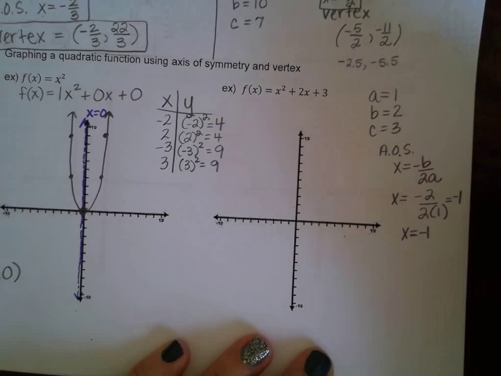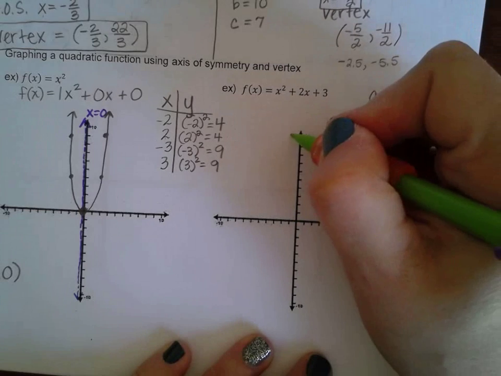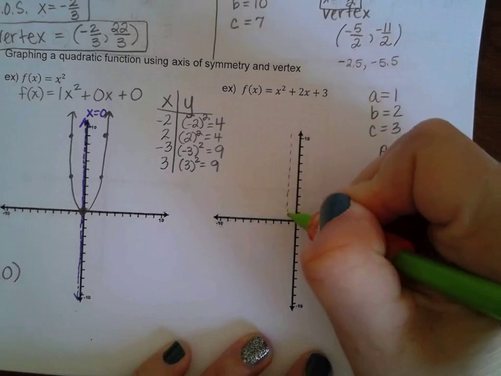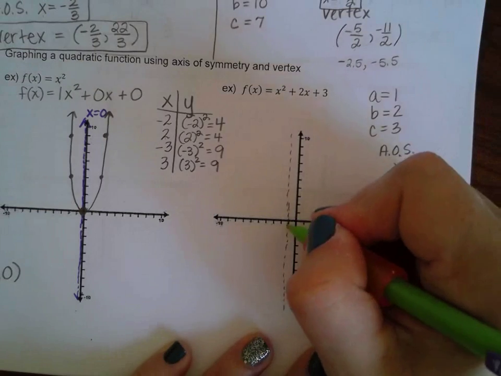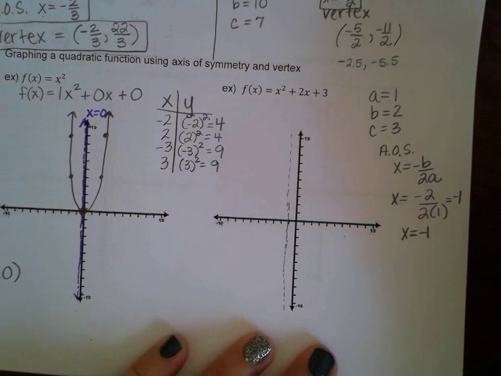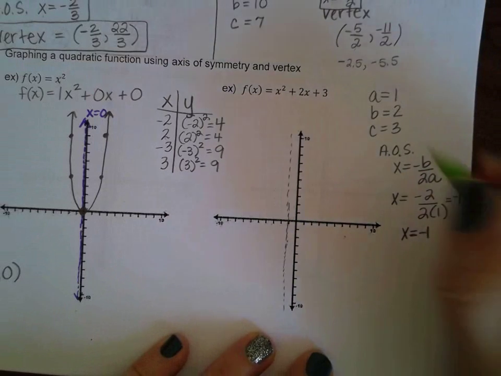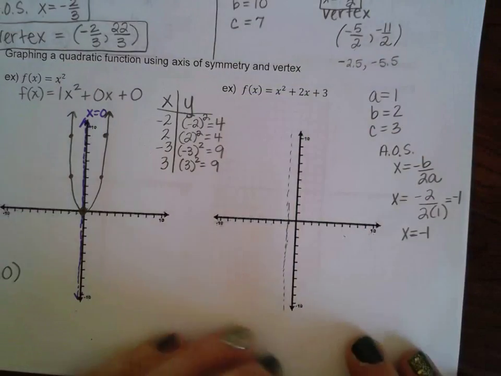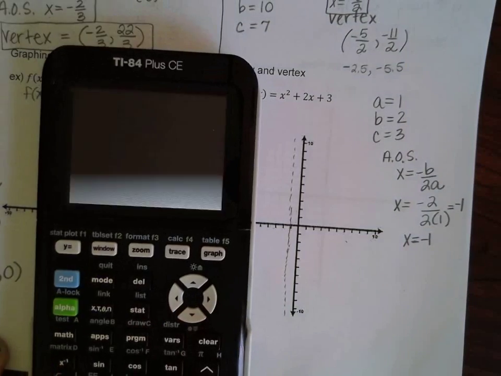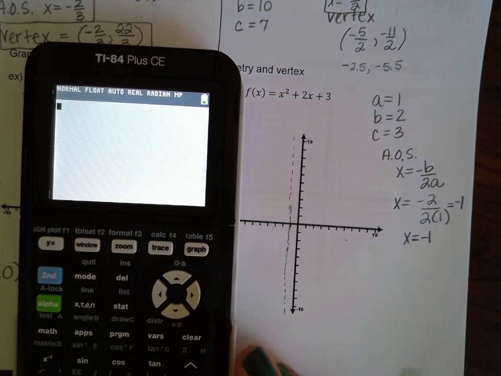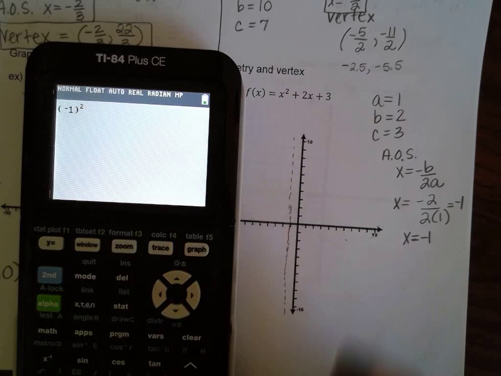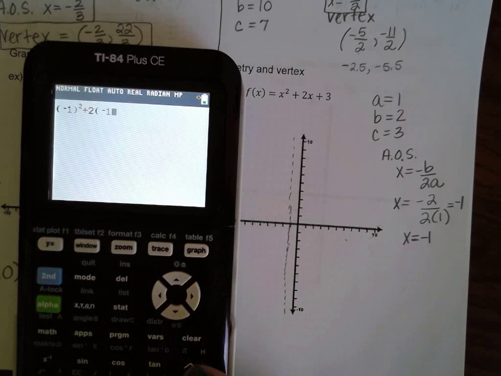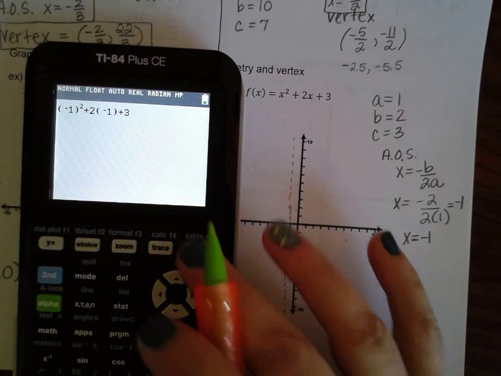So let's go ahead and graph that. -1 would be to the left 1, and it would be a dashed vertical line. We're making it dashed because we know that it is invisible. So now to find the vertex, you're going to put -1 in everywhere that you see an x. So we can use our graphing calculator to help us out with that. So it'll be -1. Notice I am putting parentheses around the -1. That's important. Okay. And then plus 2 times -1, and then plus 3.